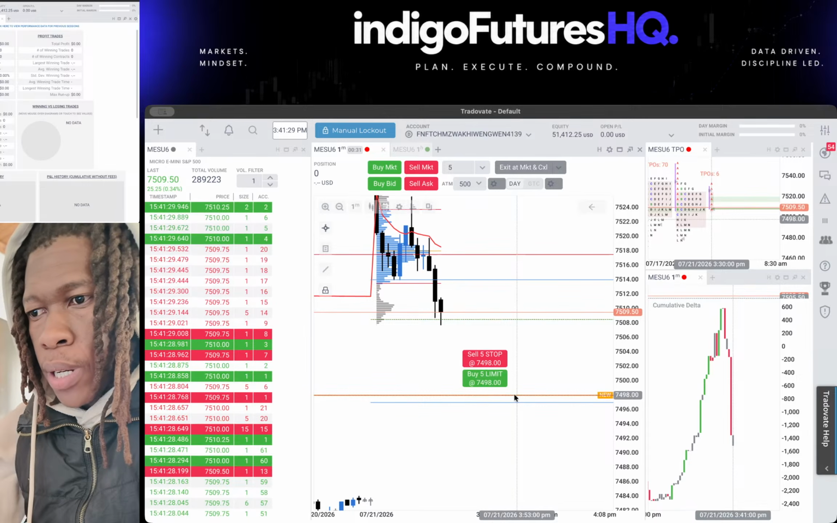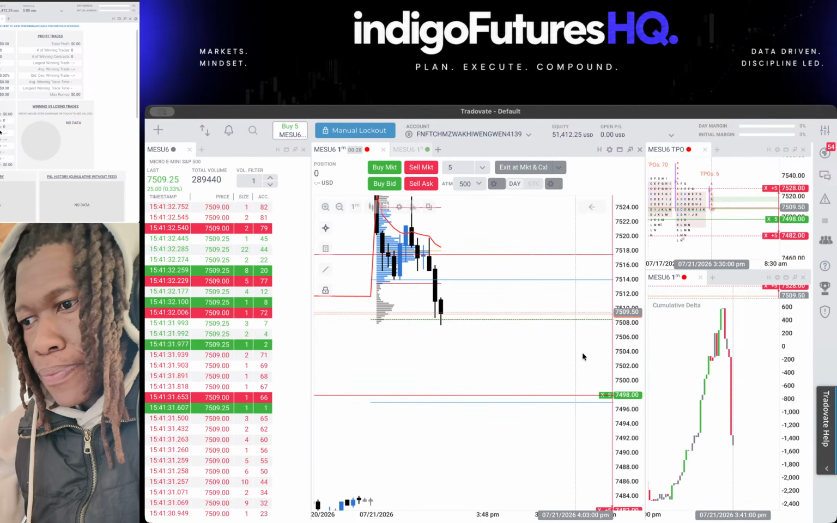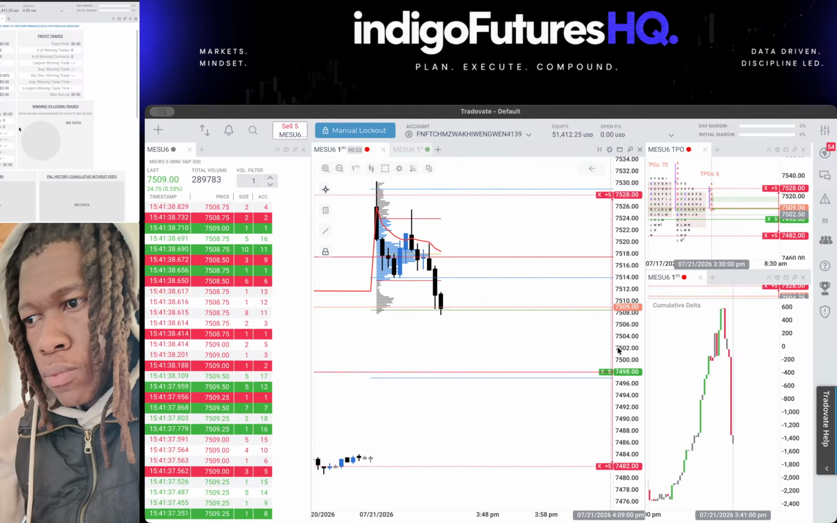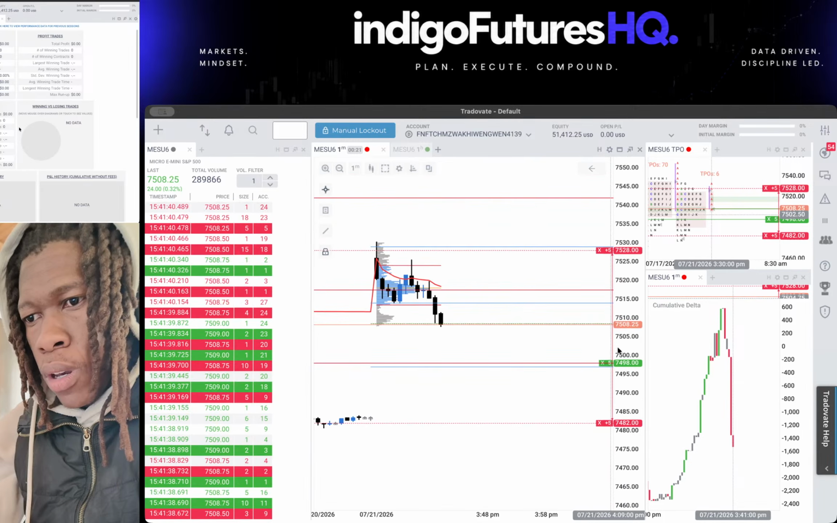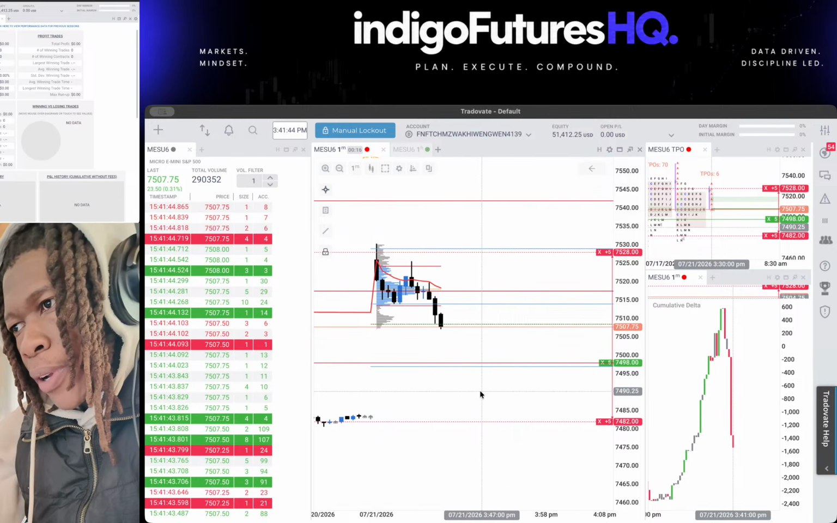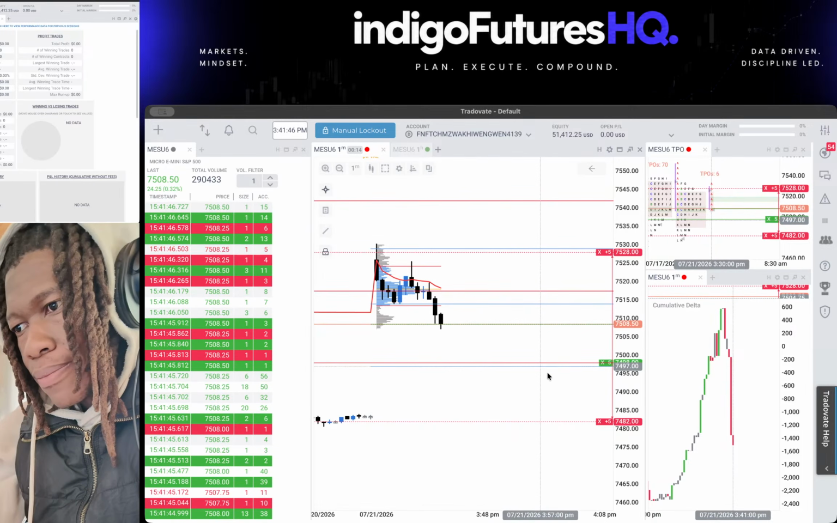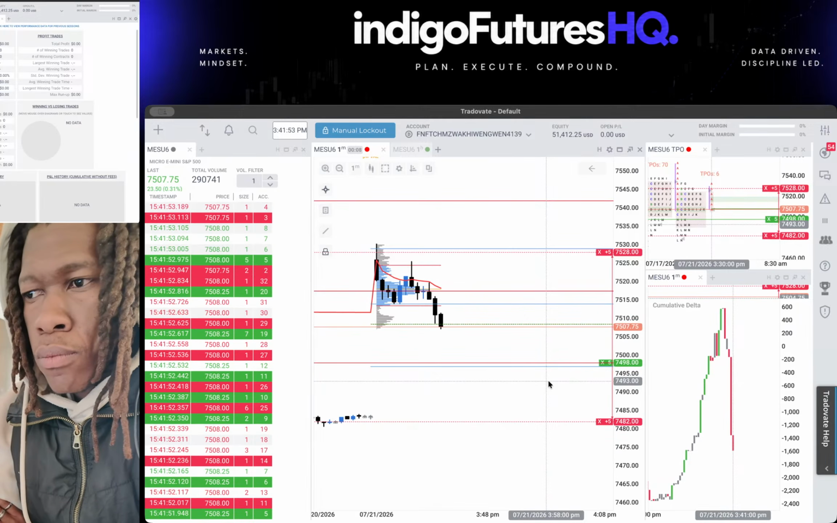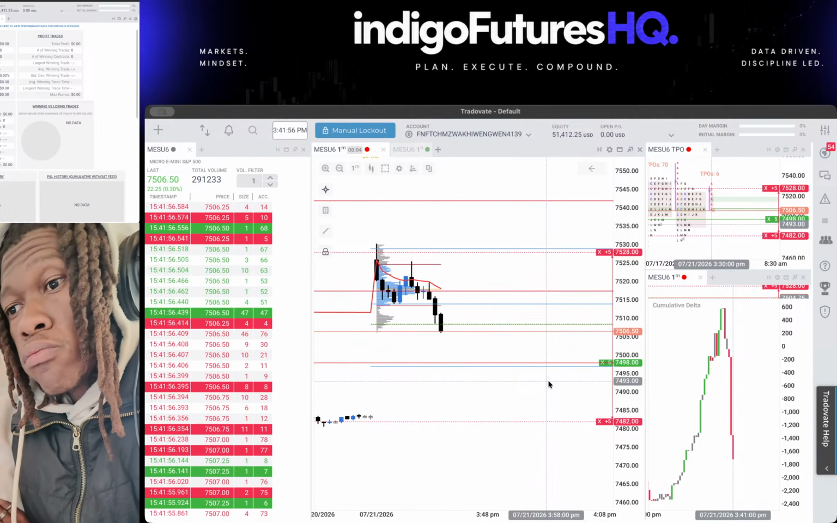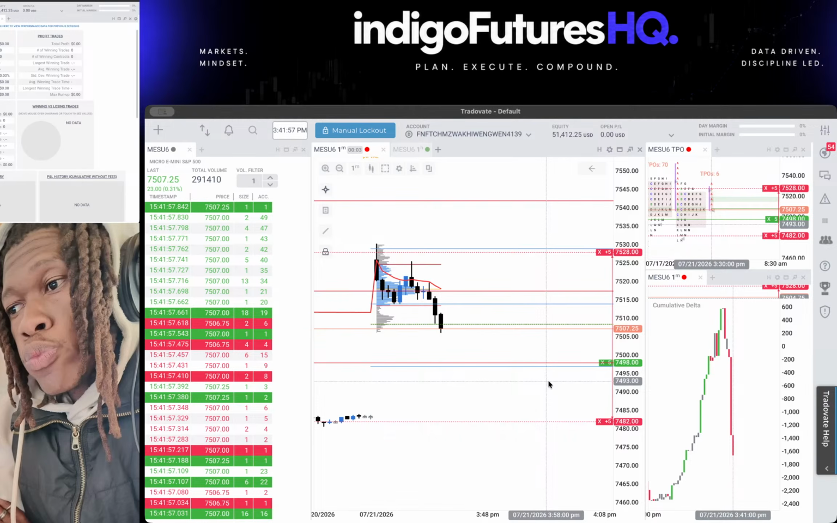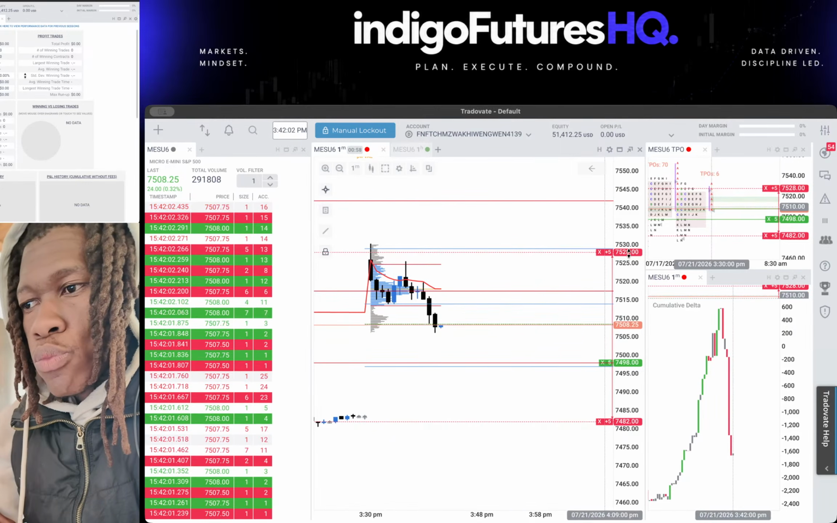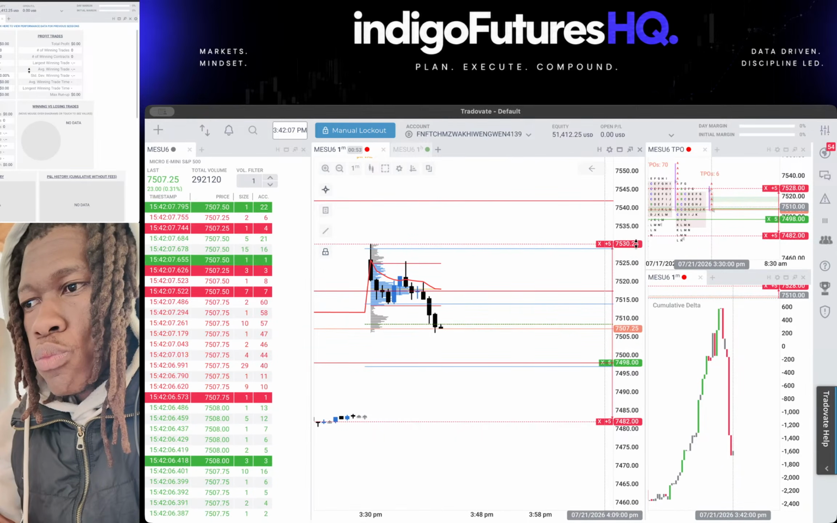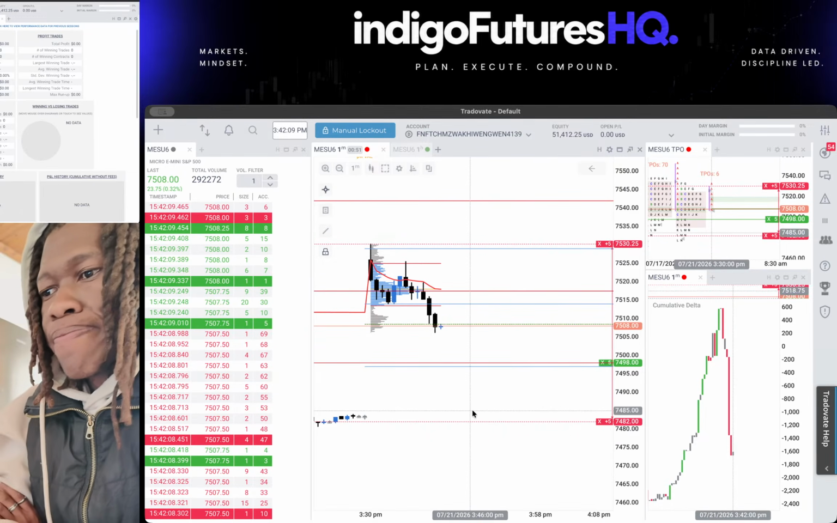I think I'll put my entry here. I'll put a buy limit here. My buy limit is at the previous day value low. I'm gonna try and fade that. 498. Target these highs, 532.5, something like that.